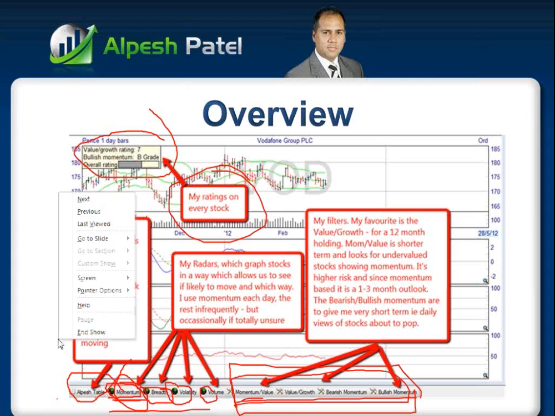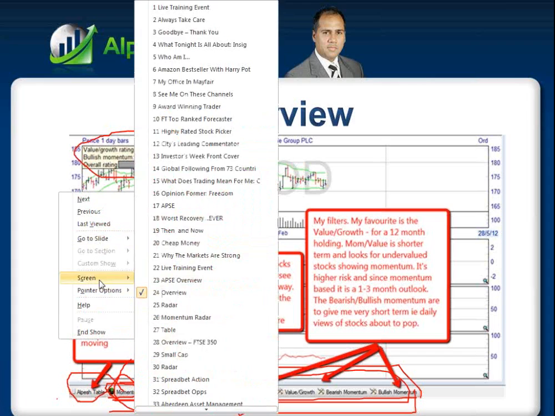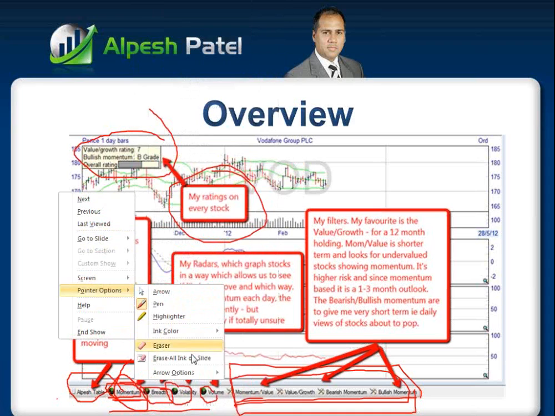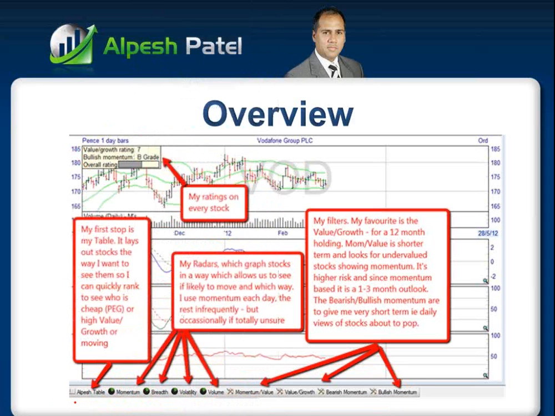Before I move on to the next slide, let me just recap that table, and then we've got the radars, and then we've got the filters. I'm going to go through each one of those in turn and what they do and how I use them, and then finally you've just got the ratings for every stock, which is for a 12-month holding for those who are looking at undervalued stocks showing good growth prospects.